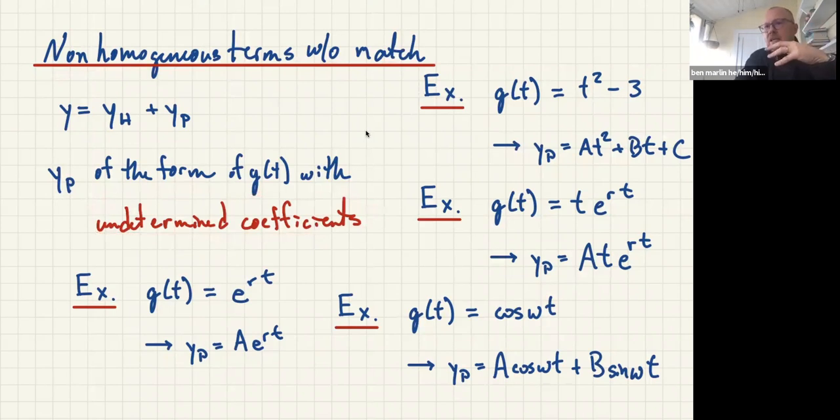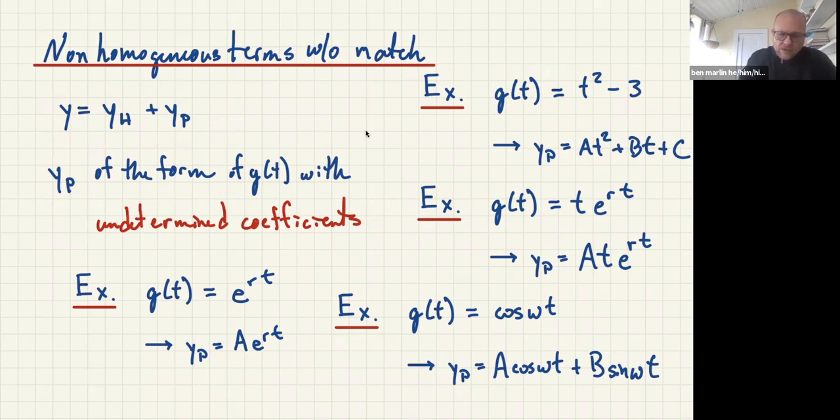If what I have to say isn't enough, you might Google undetermined coefficients, look in the textbook about undetermined coefficients, and also look for the method of superposition. Method of superposition is a big portion of what we're doing right there. So if you have a second order non-homogeneous linear differential equation with constant coefficients, then you're going to be able to find a solution that comes in this form here.